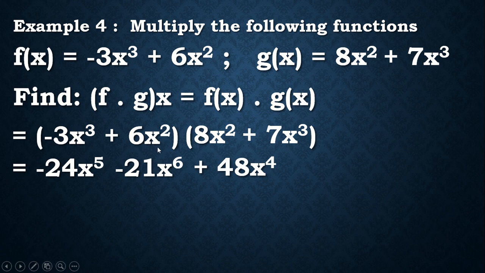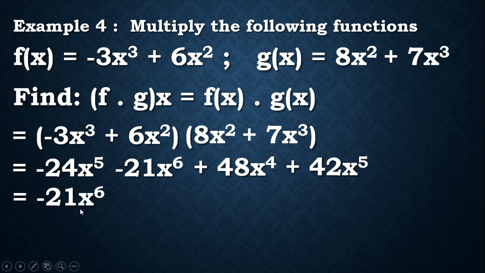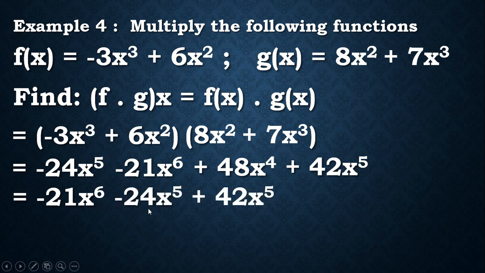And then this 6x squared multiplied by 7x cubed. 6 times 7, 42. Positive times positive will be positive 42x to the fifth because you have to add their exponent 3 plus 2, and that is 5. And then we have to write it in descending order from the highest exponent to the lowest exponent. So we have negative 21x to the 6 followed by negative 24x to the fifth plus 42x to the fifth. And then plus 48x to the fourth.